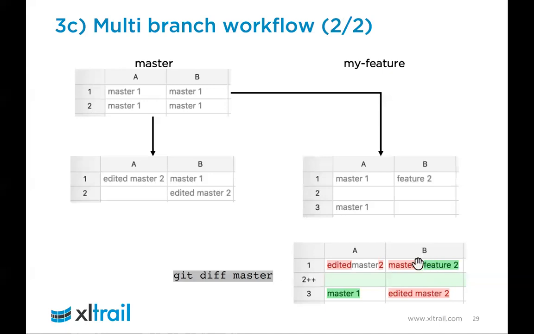So I can see, okay, I replaced master 1 by feature 2. That's fine, that's what I wanted. And then here I can see, well, I deleted something, but it looks like this is a conflict. So I then have to find out with my colleague if it really makes more sense to leave that value, or if my suggestion of deleting the cell altogether makes more sense. And the same actually on the left-hand side.